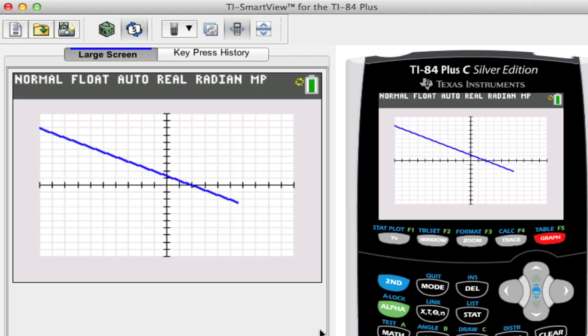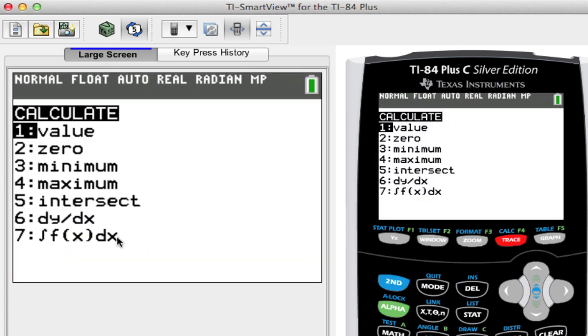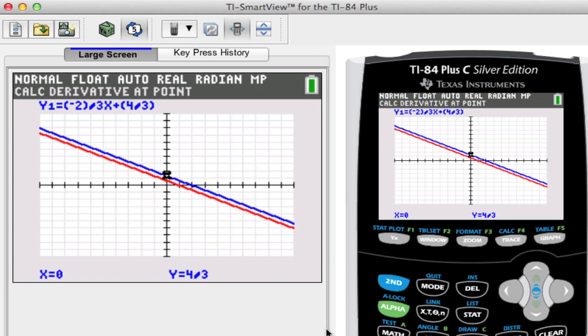Here's our first equation, and then our second one should be coming up in red. And here we see that these two equations do not cross. They're actually parallel lines. And let's just do one more thing where we're going to take the slope of each one of these equations to prove that they don't cross. So we're going to press second and then the trace button. Let's go down to number 6, which is the derivative, which is just the slope of a line. So we press 6 here for the blue line.